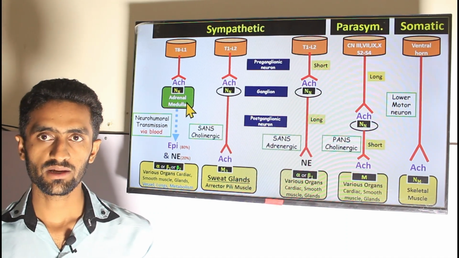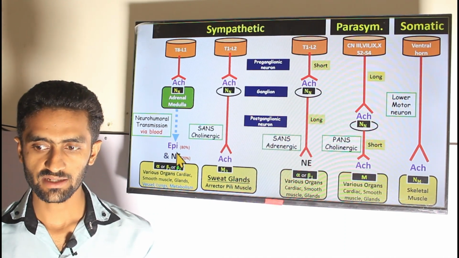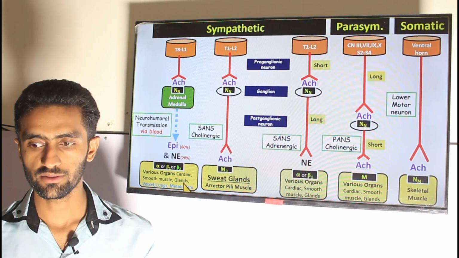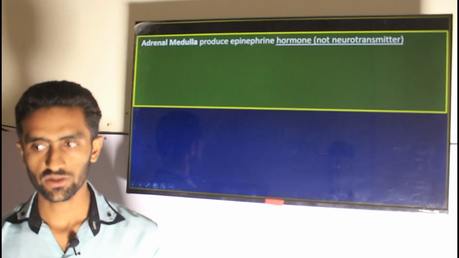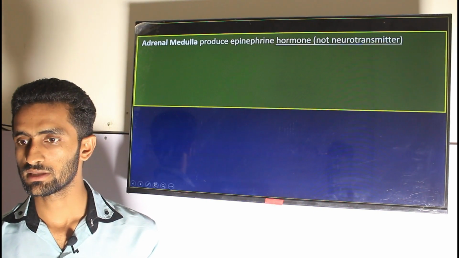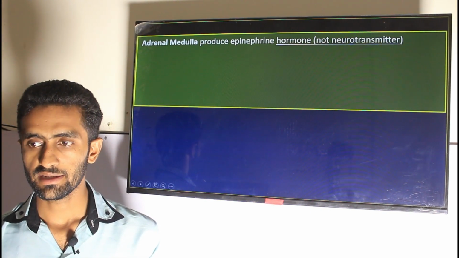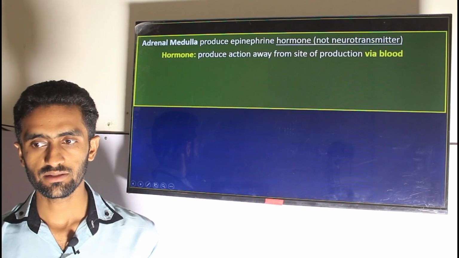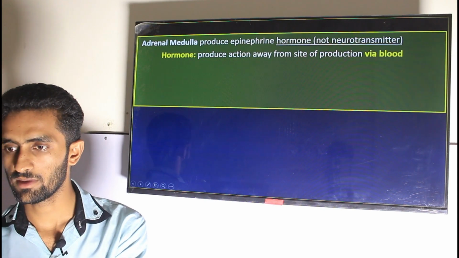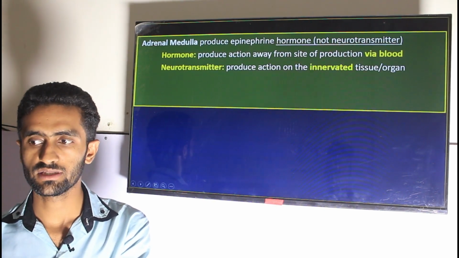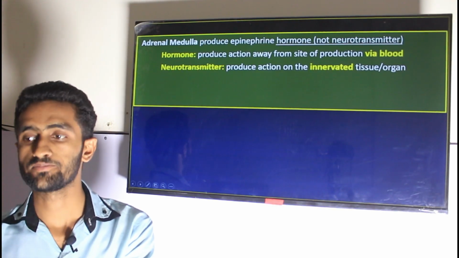While in the adrenal medulla, there is no postganglionic. Actually, the secretion goes via the blood. The adrenal medulla produces the hormone epinephrine, not a neurotransmitter. Important thing: the hormone produces action away from the site of production via blood. Understandable, not difficult. A neurotransmitter produces action on the innervated tissue and organ.